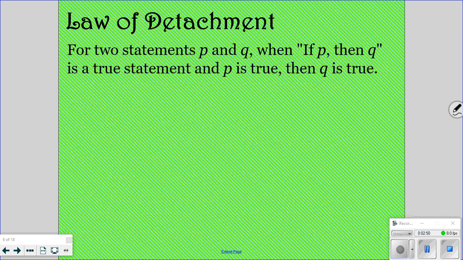For the law of detachment, for two statements P and Q, when you have if P then Q is a true statement, and they tell you that P is true, that means that Q is also going to be true. So that's the law of detachment. If P then Q is true, and P is true, then Q must also be true.